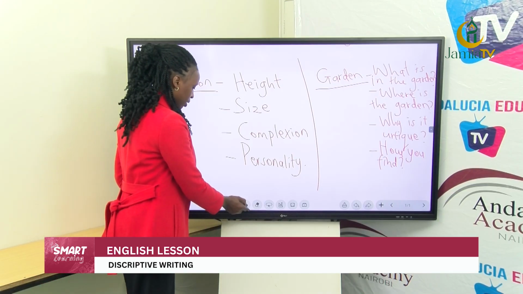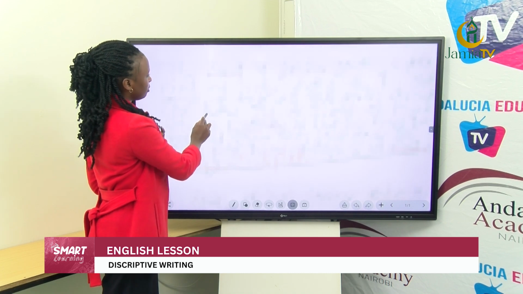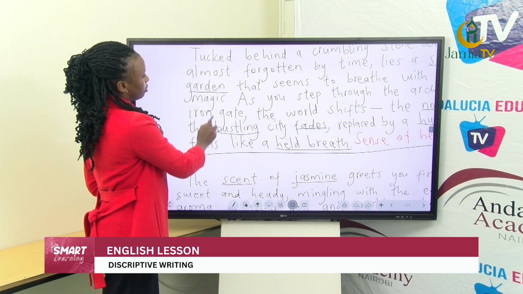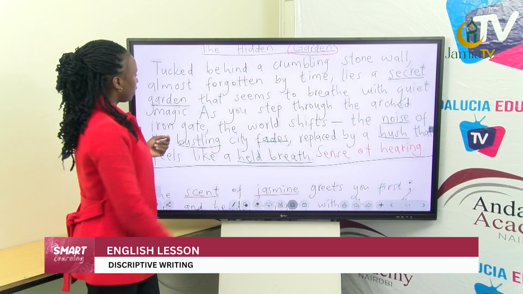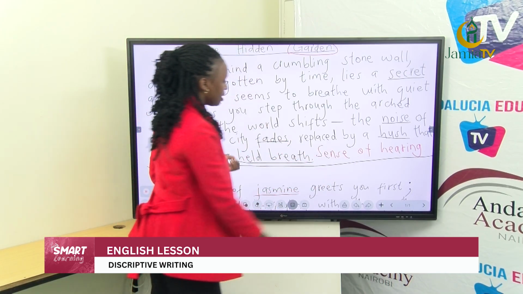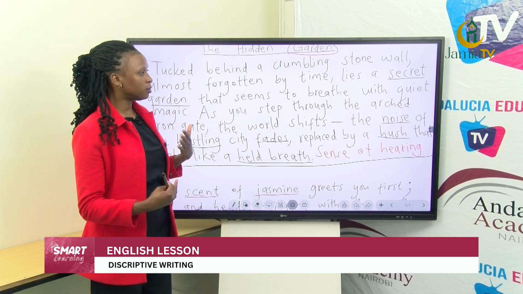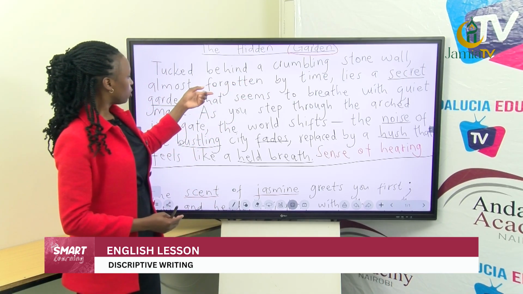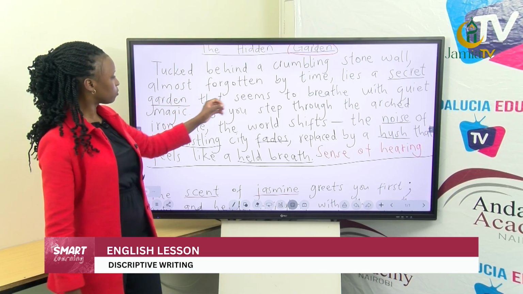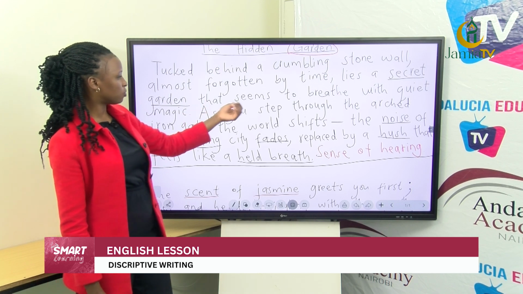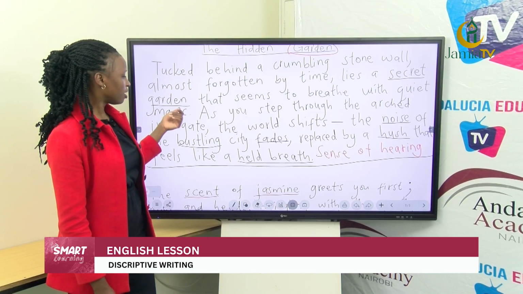So let's go back and check, now that you've understood what I meant by the particular details we are describing about our special or unique or hidden garden. So here we are. The first one, because we said sense of sight, is obviously telling us what we can see when you stepped into the garden. What can you see, right? And at the same time, we're also describing where it is. Tucked behind a crumbling stone wall, almost forgotten by time, lies a secret garden that seems to breathe with quiet magic. So what this person forgot to mention is, where is this garden?